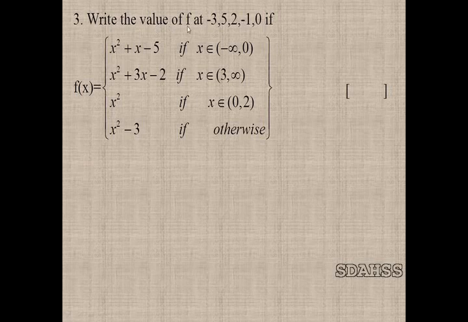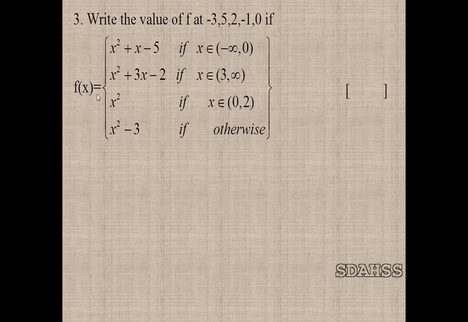Third sum, write the values of f at minus 3, 5, 2, minus 1, 0 if f of x is equal to x square plus x minus 5 if x belongs to minus infinity, 0. Here the value lies between minus infinity to 0.